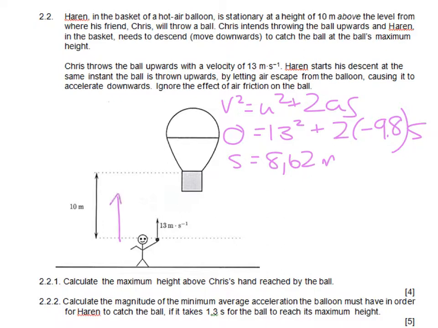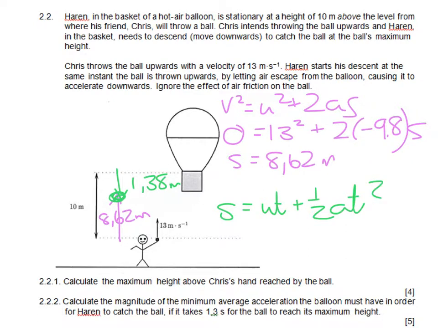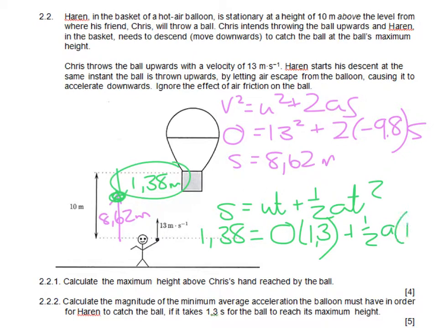So this goes up by 8.62 meters, which basically means that this needs to come down by 1.38 meters so that they meet in the middle. Calculate the magnitude of the minimum acceleration of the ball in order to get there in that perfect time. So I am going to say distance is equal to ut plus a half at squared. I know the distance that I need to travel is 1.38 meters, and I know that I will start, or Haren rather, would start at zero. We know the time that all of this is going to take is going to be 1.3 seconds, because they give me that information, plus a half, I don't know acceleration, and it's 1.3 squared. The acceleration therefore turns out to be 1.63 meters per second squared downwards.